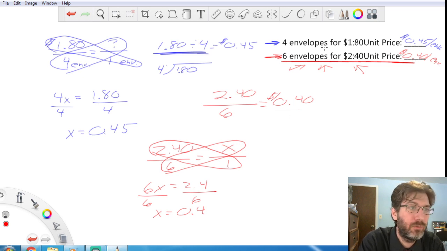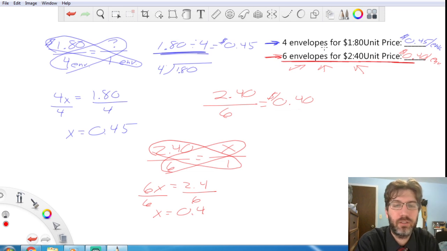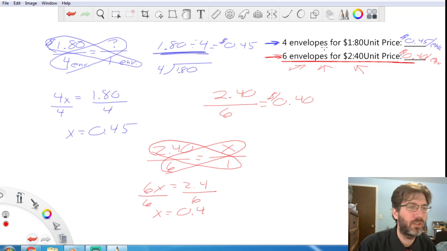But yeah, so 6 envelopes for $2.40 is a better deal than 4 envelopes for $1.80. And I can continue going if you need some more practice. Again, this is the first day we're seeing these problems. I don't expect you to have it mastered by now, but we can continue going through them if you still have questions on them.